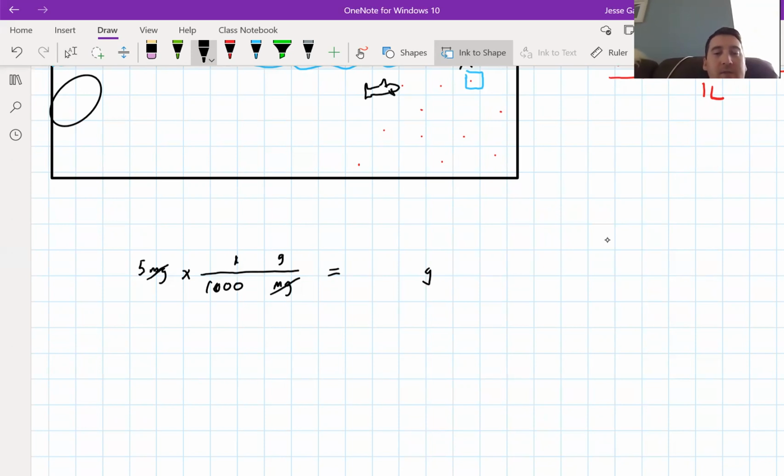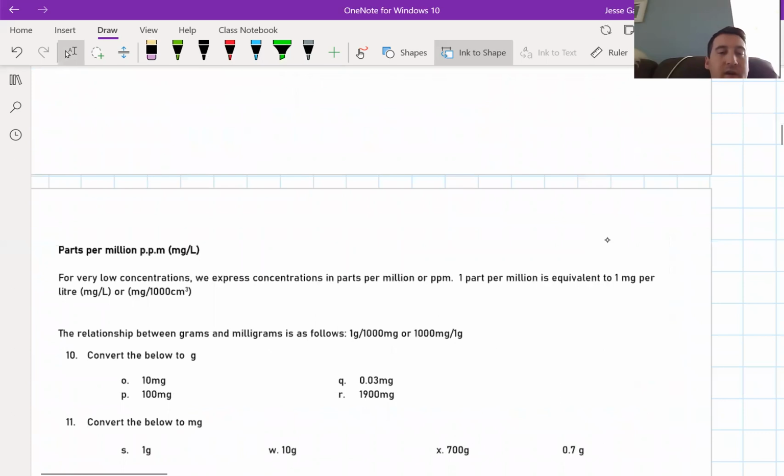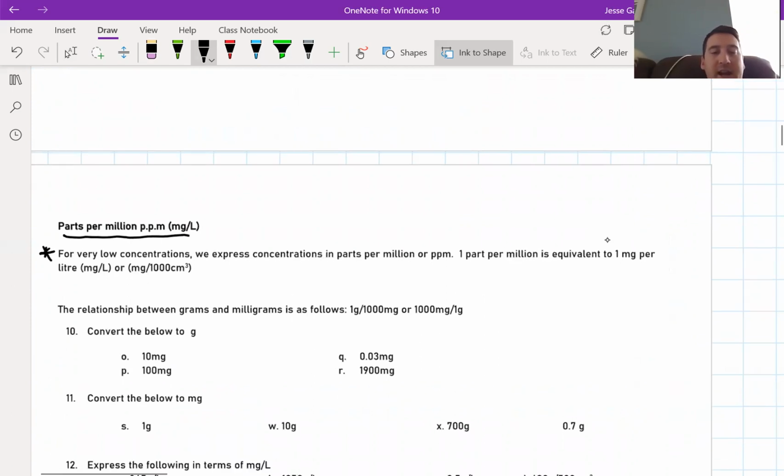Now you've got your sum. You're ready to convert to grams. Pause the video, do that now. 0.005 grams is what you got. So 5 milligrams is 0.005 grams. Right, you're ready to do some practice questions with this. If you want to have a quick read and just recap for yourself, you can read here about what parts per million are. Pause the video, do that now if you need to. And then we're doing questions 10 and 11, please.